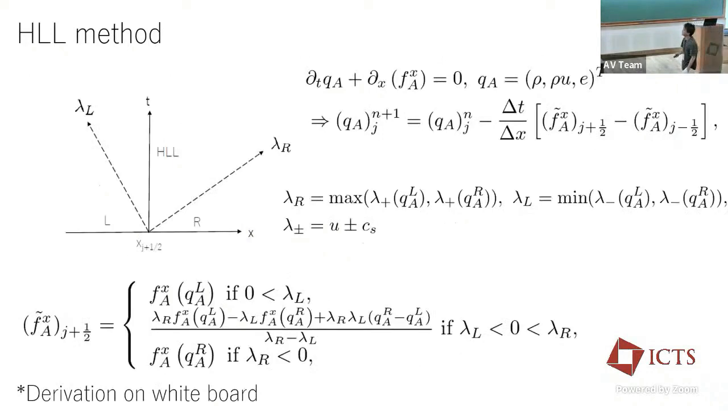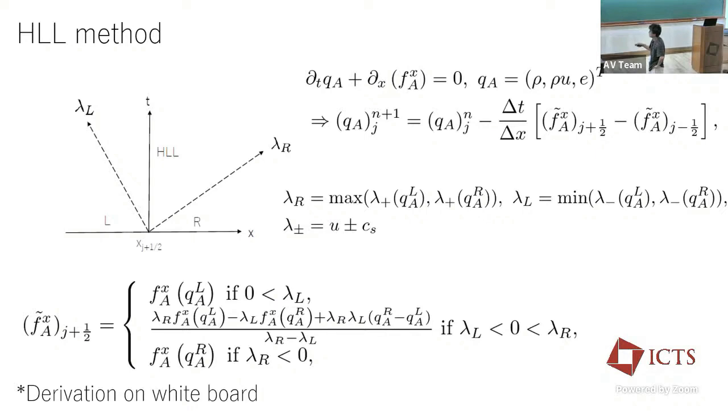There are a couple of methods to approximate the Riemann solver which don't require the decomposition into right eigenvectors and left eigenvectors. One example is the HLL method, described by this scheme, and this is nothing but the finite volume method. But the numerical flux F tilde is given by this condition.